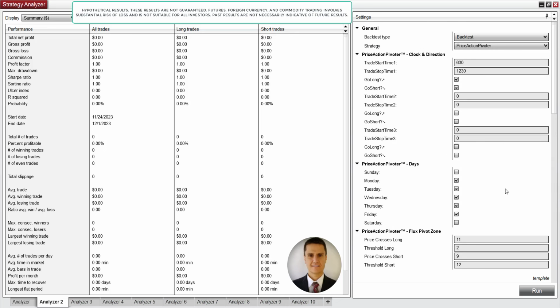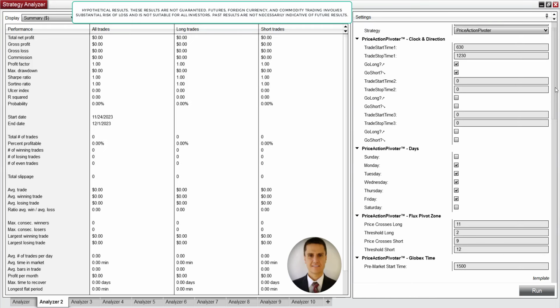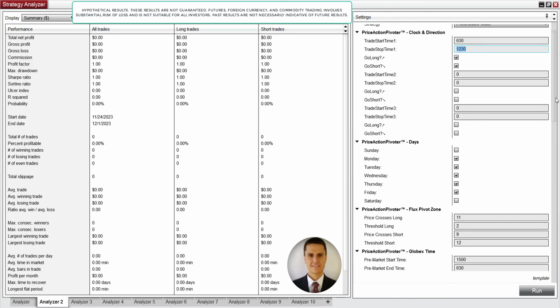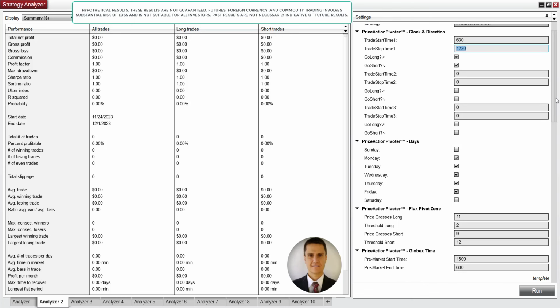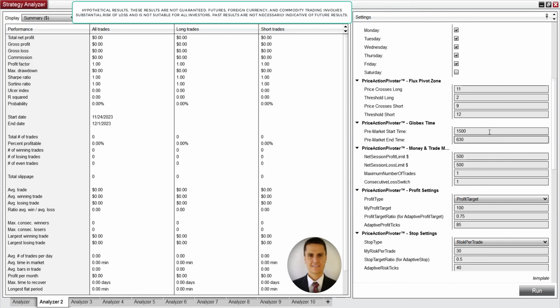And while the backtests are running, I'll quickly go over this so you can see the parameters. Essentially, it's 6:30 to 12:30. I'm on Pacific Standard Time, so that's pretty much the entire RTH session, the regular trading hours session. I do have the Globex times here for me. Of course, if you're in the Eastern Time Zone, or if you're in Central Time, you would change these times to reflect your session start time.